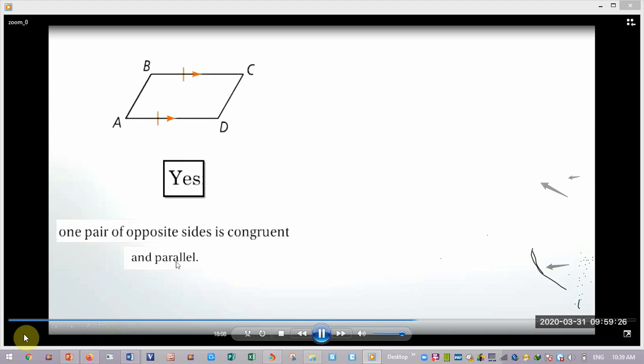This one, we have only two opposite sides, but they are congruent and parallel. Then it's a parallelogram. One pair of opposite sides congruent and parallel. Not enough? Congruent, only one pair congruent? No. And parallel, yes.